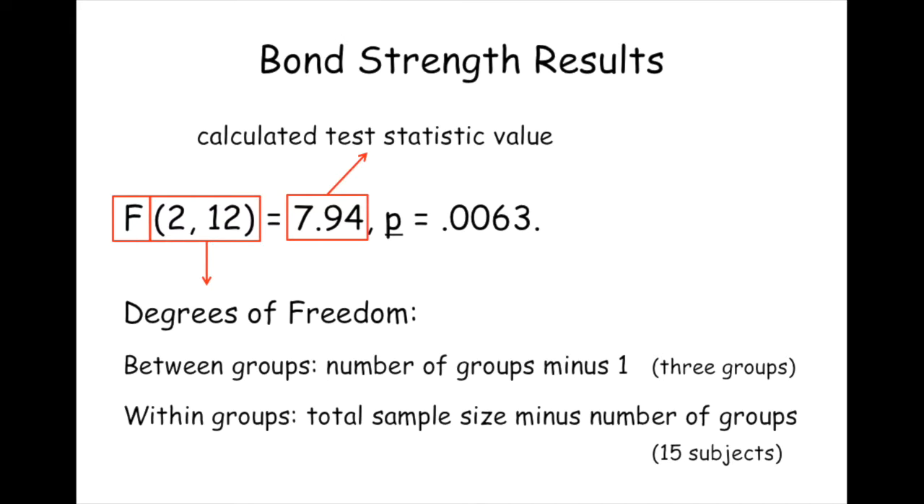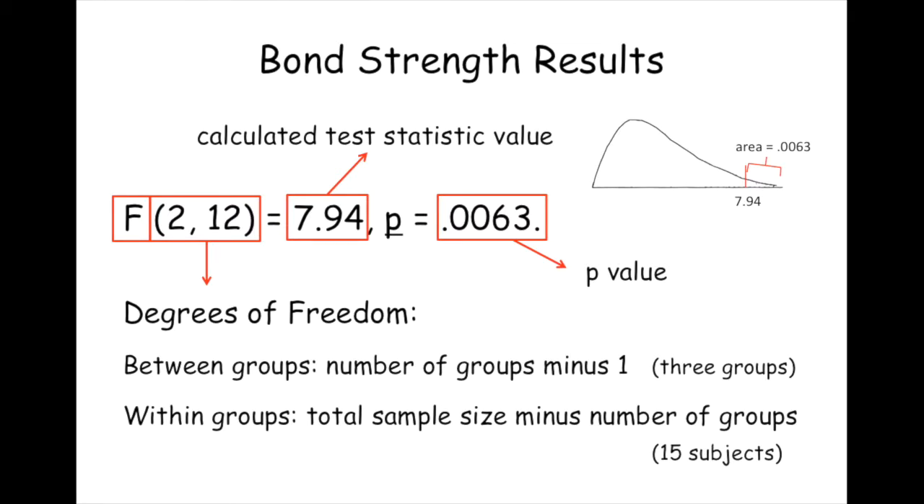The next number is the calculated value for F. The p-value is small, so the researcher rejects the null hypothesis. This is what the distribution of all possible values for F looks like when the null hypothesis is true. It has a different shape than the t-distribution, and the rejection region is always in the upper tail. The p-value is the area beyond the calculated test value.